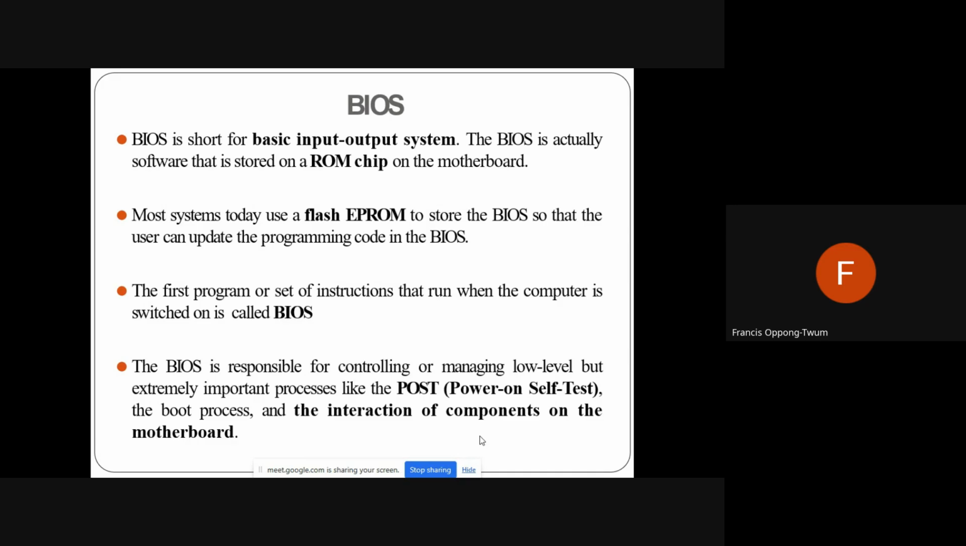And as I also mentioned, the BIOS is the first program or set of instructions that you will see when you switch the computer on. So the BIOS is also responsible for controlling or managing low level but extremely important processes like the POST.